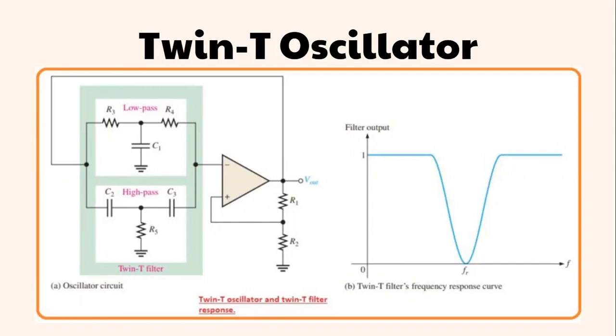habang yung other naman nagko-comprise siya ng high pass response. And when they are both parallel, the filter generates a band stop or notch response having a center frequency na nag-equal siya dun sa required na frequency ng oscillation. Na yan, nakikita nga natin dyan sa figure na yan.